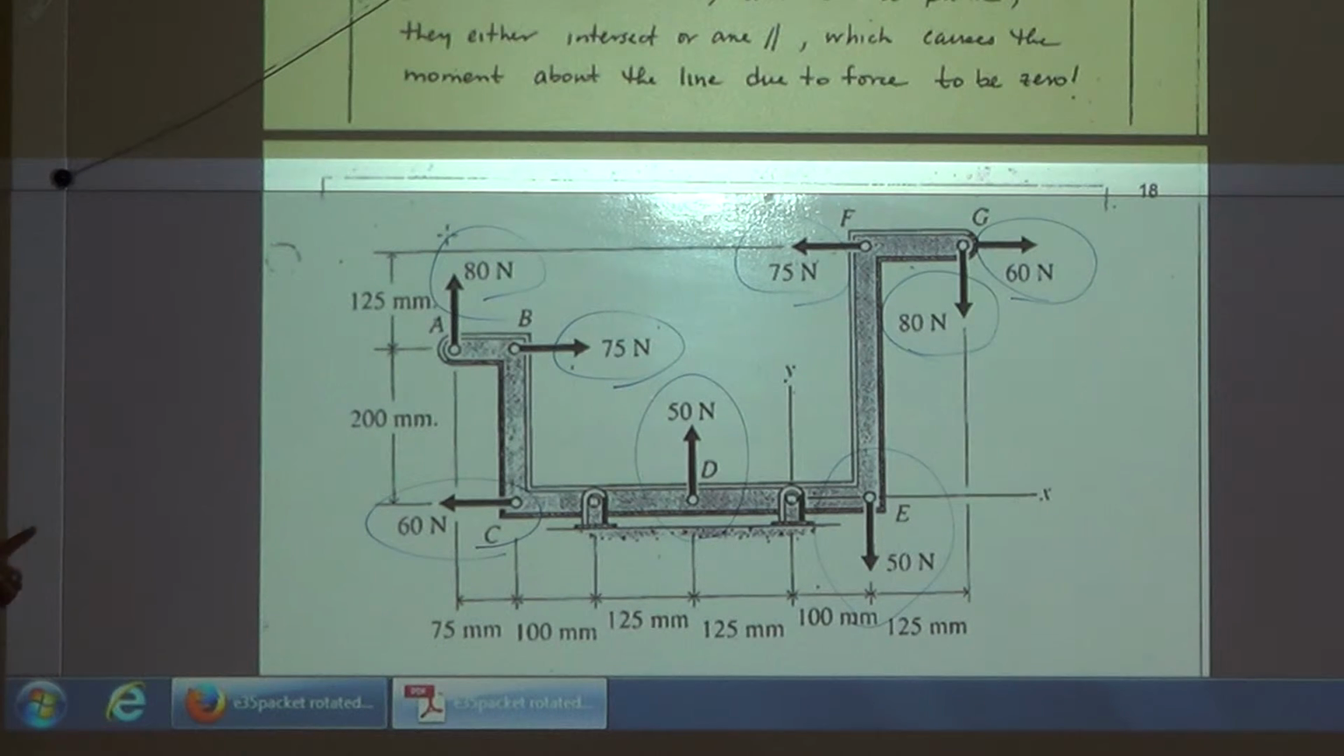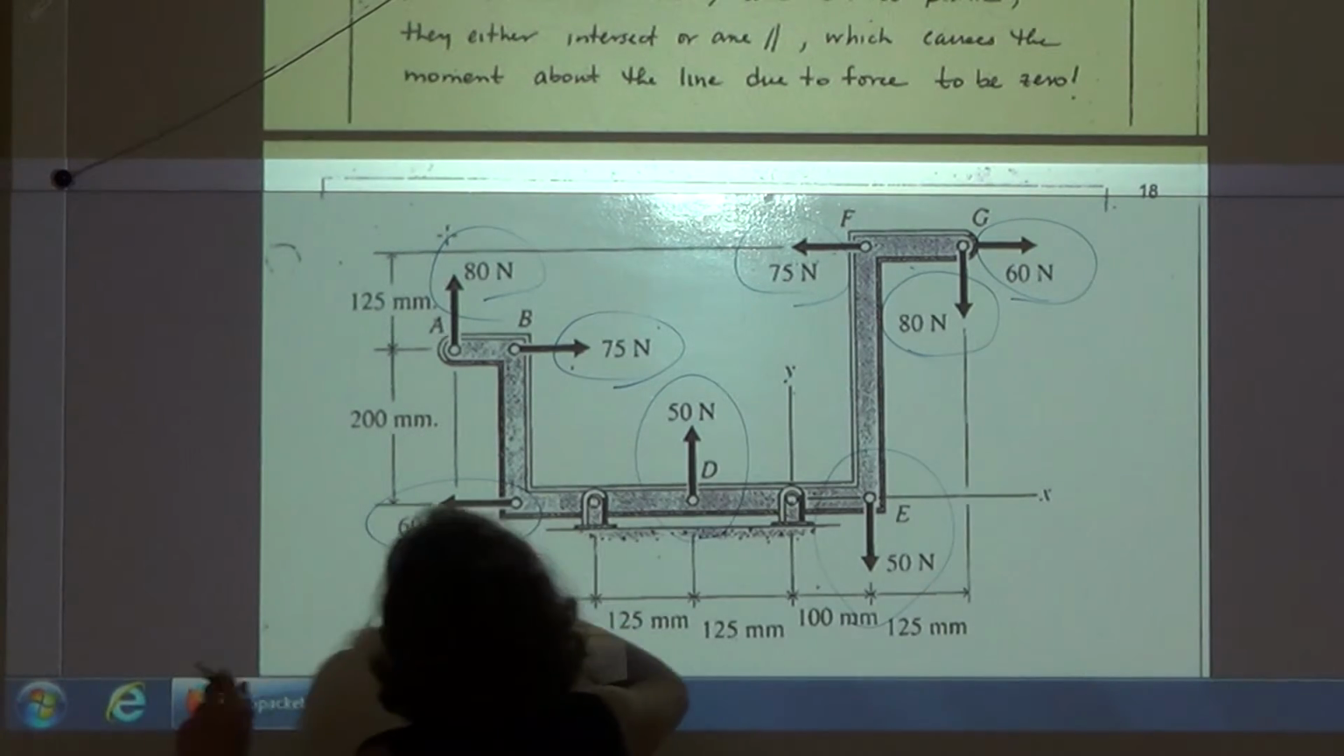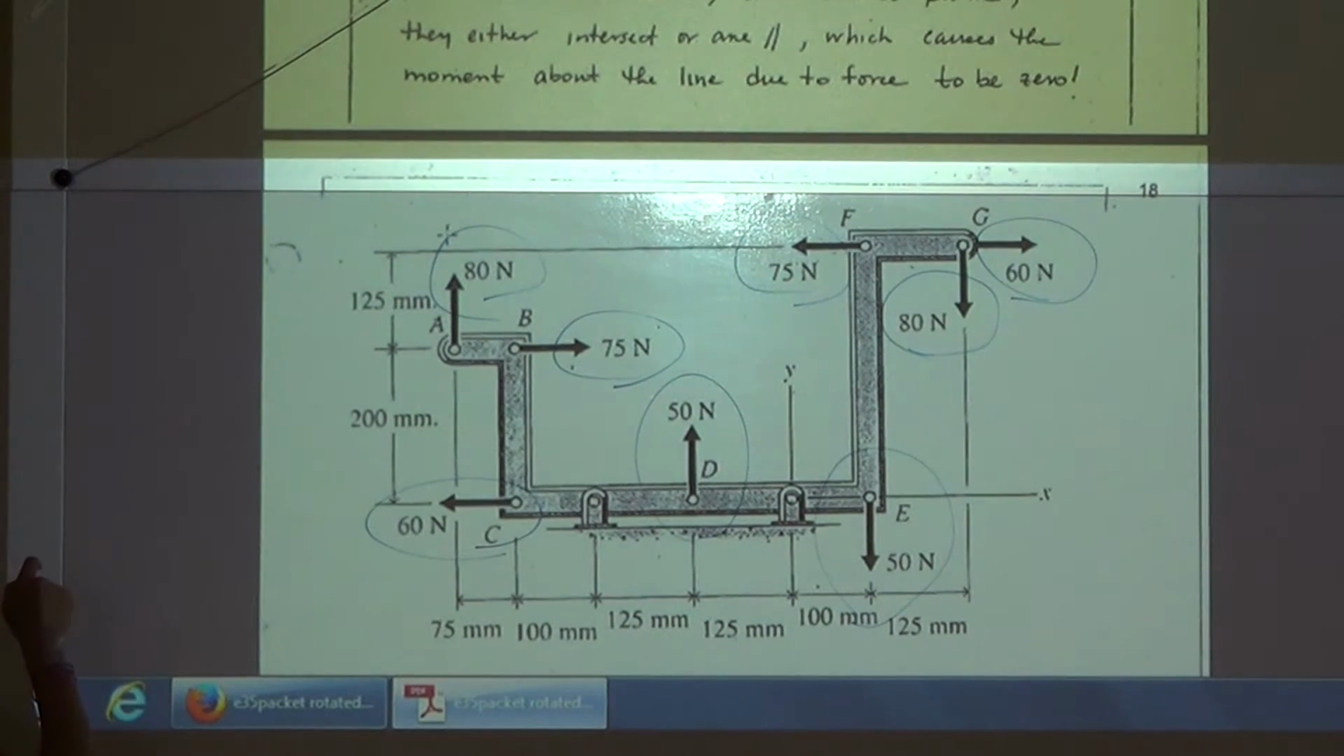Negative. Oh, wait. I drew it wrong. The top 60 is to the right, the bottom 60 is to the left. Sorry about that. Positive or negative? Negative. Okay, how about the next one?